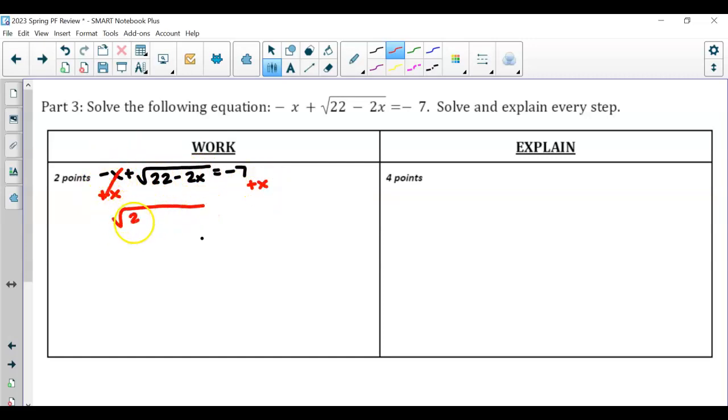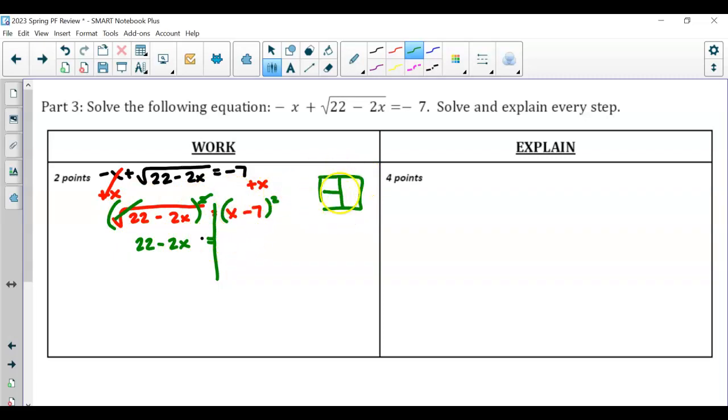So the square root of 22 minus 2x is equal to x minus 7. And again, it's good practice to put the variable first. Now notice we can start solving. The radical is by itself, so we can now square both sides to get rid of the radical. Now I've got 22 minus 2x is equal to, now notice here, you do need to do the box method. That's x minus 7 times itself, x minus 7. So you should get x squared minus 14x plus 49 after doing the box and combining like terms on the diagonal.